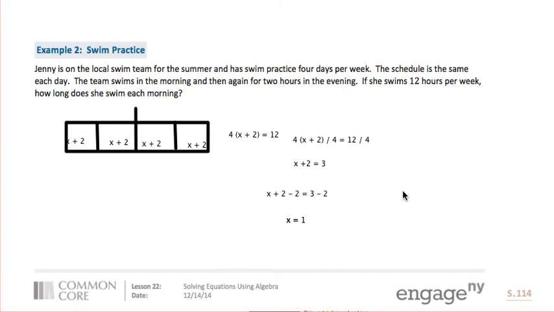1 hour in the morning, 2 hours in the evening. And that gives a total of 3 hours for each day. There are 4 days of practice, so 4 times 3 equals 12. That's how we double-checked our work.